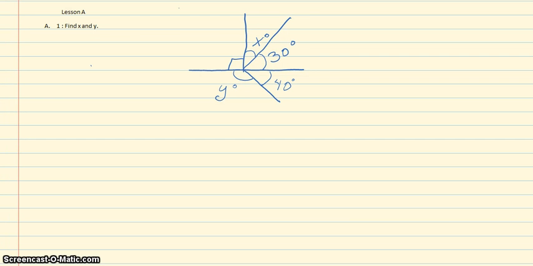Our first example in Lesson A is to find x and y. And we see that x plus 30 would give us 90 degrees because they are complementary angles. I'm going to add x plus 30 to equal 90. I'll subtract 30 from both sides of the equation. So x equals 60 degrees.